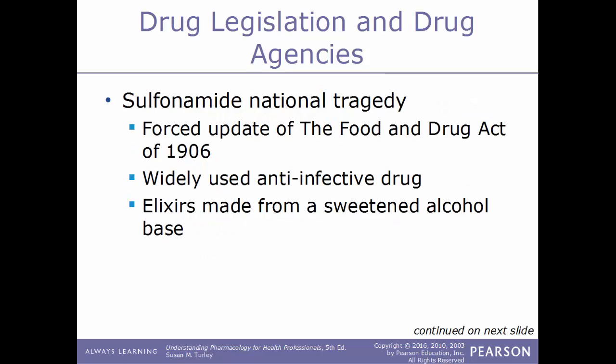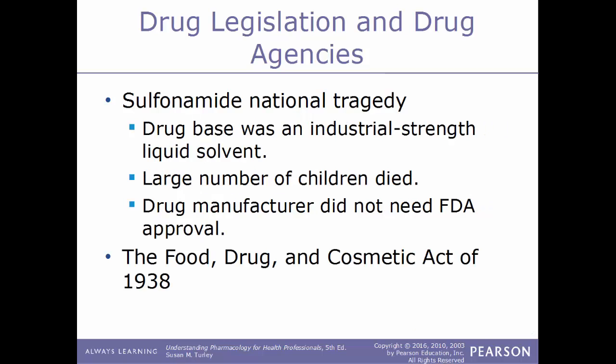Now, what led to the updating of the Food and Drug Act of 1906 was the sulfonamide tragedies. This was used as an antibiotic drug, and it was very, very effective, and there were elixirs made from a sweetened alcohol base. So not only did it work very well, it also would taste very sweet. Now, one thing that was not well known at the time was how toxic this drug was, and it led to the death of a large number of children. And the drug manufacturer at this time did not need FDA approval. So this led to the Food, Drug, and Cosmetic Act of 1938, which gave the FDA the authority to oversee the safety of foods and drugs and cosmetics.